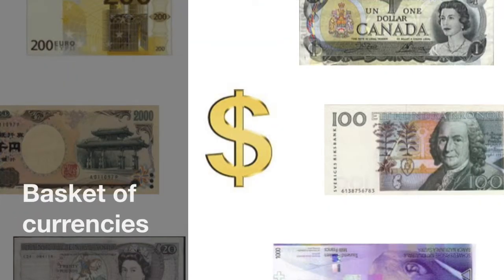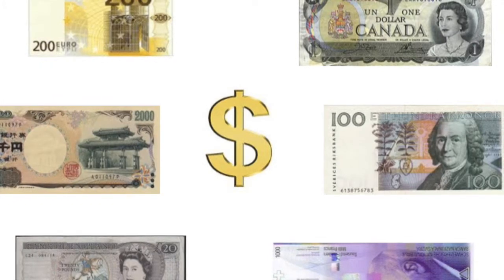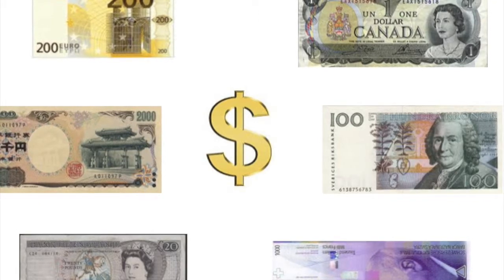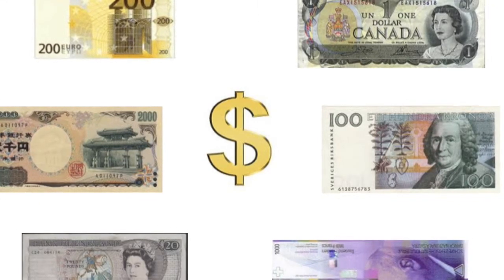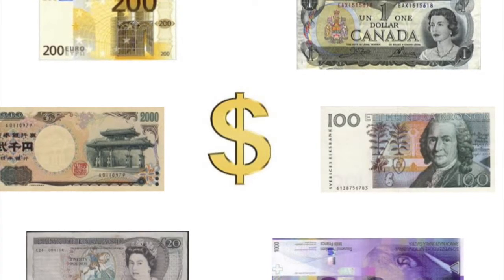There are six main currencies which are a part of the dollar index. They are the euro, Japanese yen, Great Britain pound, Canadian dollar, Swedish krona, and Swiss franc. These are also considered to be the six strongest currencies in addition to the US dollar.